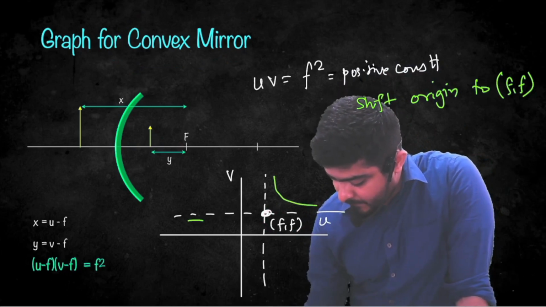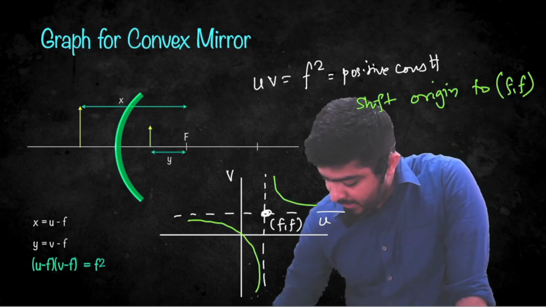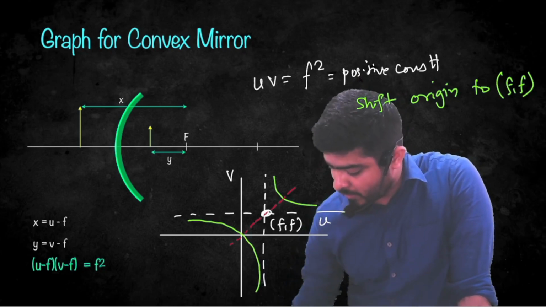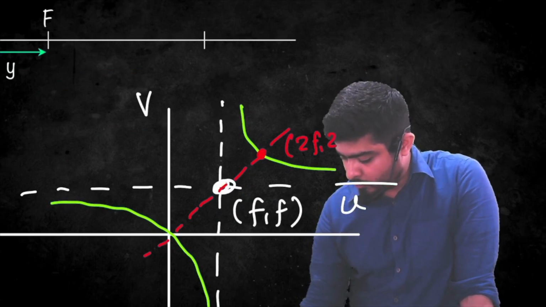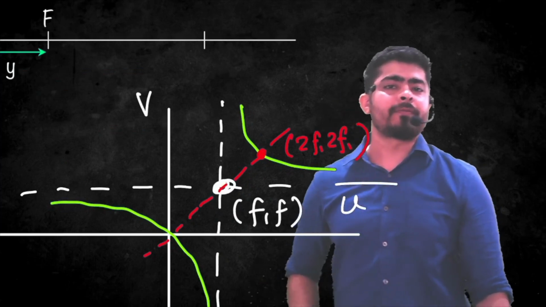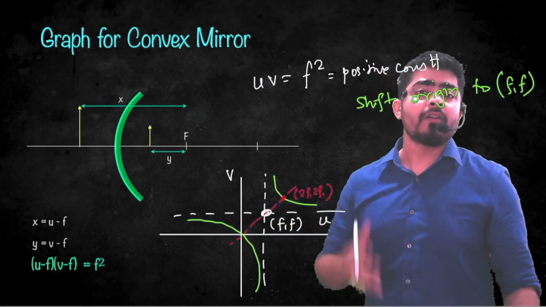like this. And remember that the graph should pass through origin, and again when you join these 2 points, this point over here will be 2f comma 2f. Okay, so a very easy way of drawing the graph for the mirrors.